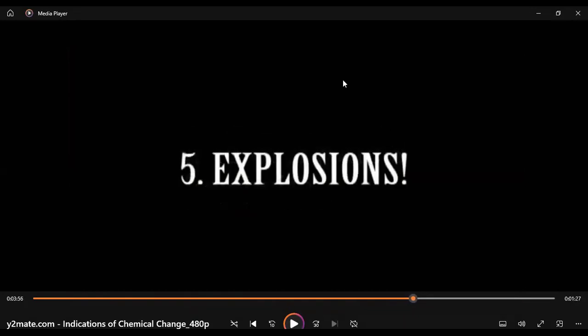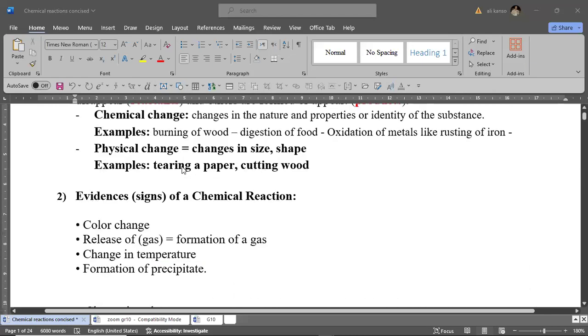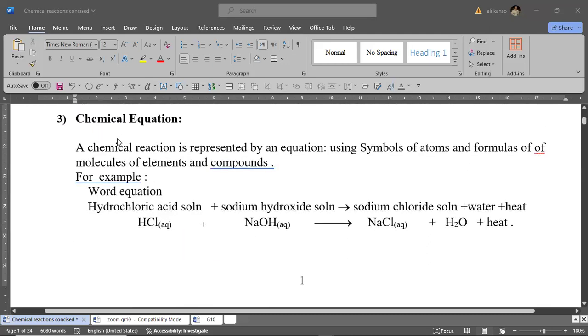Let us continue the chapter now. After chemical reaction, we have to start chemical equation. Any chemical reaction can be represented by a chemical equation. A chemical reaction is represented by an equation, and this equation is called a chemical equation.